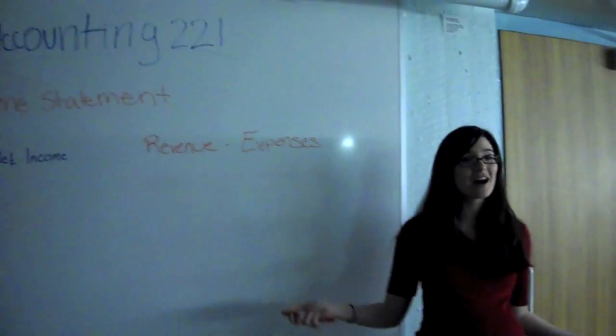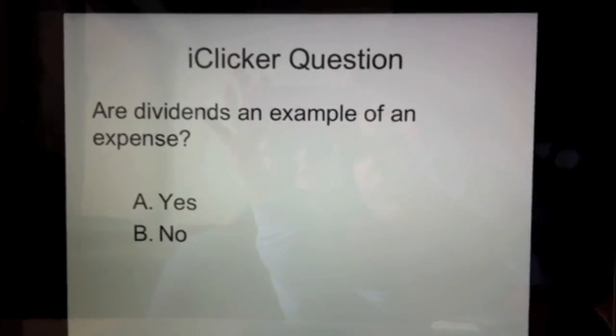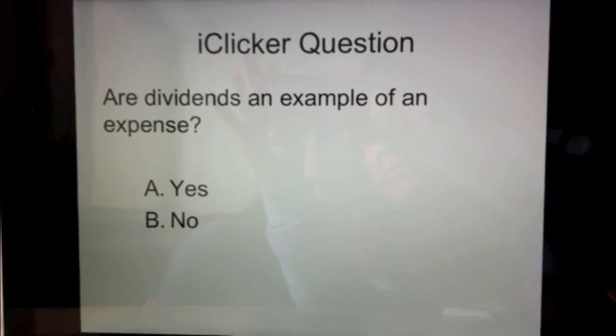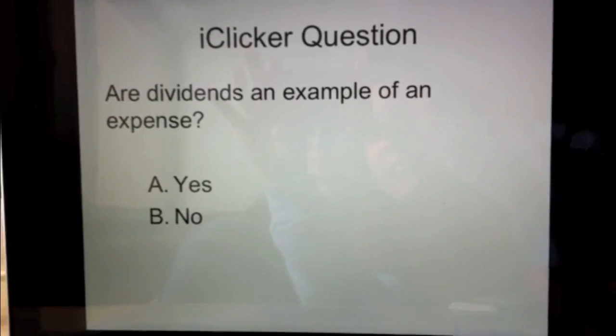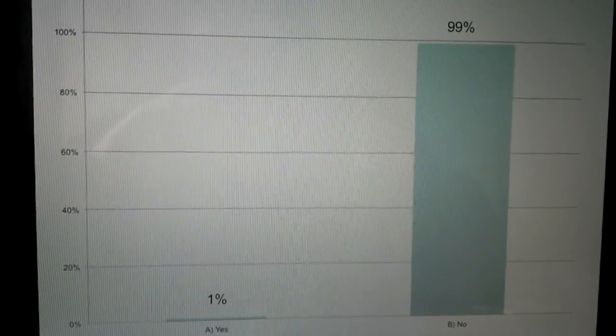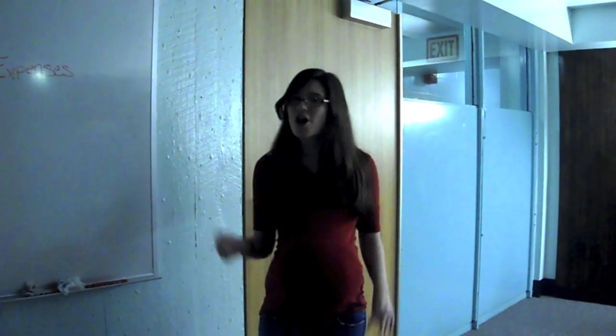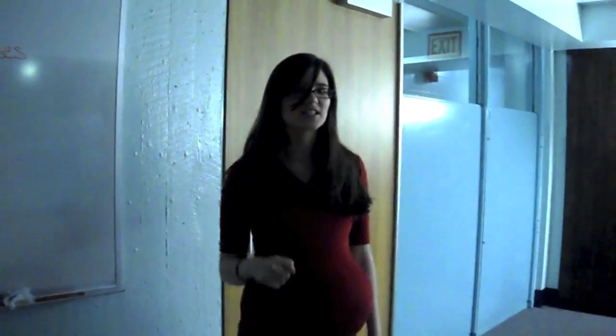Well, that brings us to our iClicker question. Are dividends an example of an expense? A, yes. B, no. So 99% of you said no, and 1% of you said yes. Well, I wish more of you had answered B, because no, dividends are not an expense.